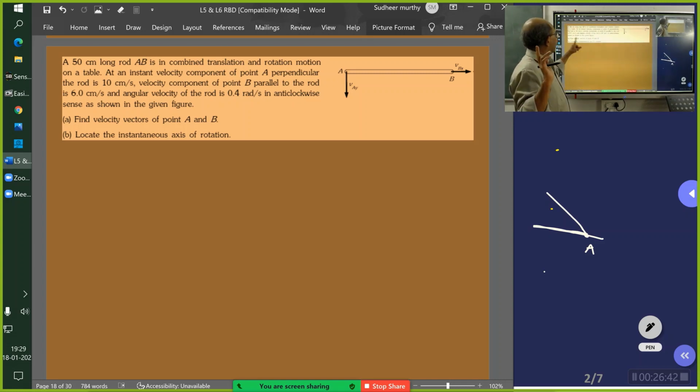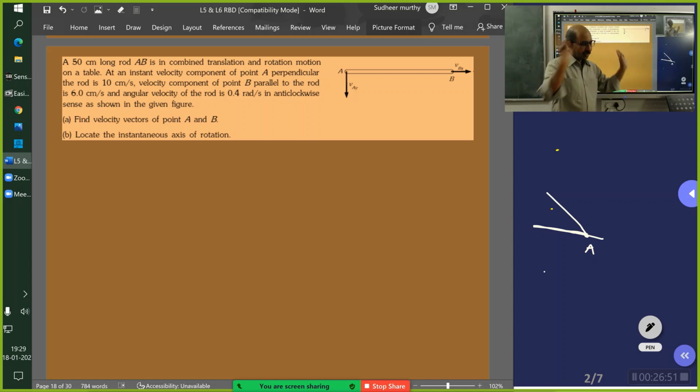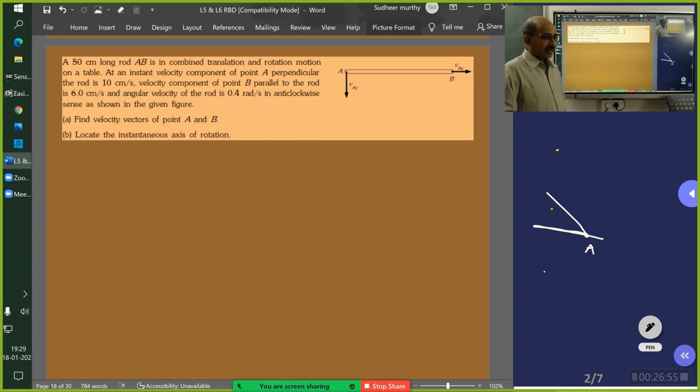And the angular velocity is given. Find the absolute velocity vectors at A and B at the instant. Then you should not look at the board. Just comprehend like this. You are concentrating on the numerical values, and that is not the way to handle the problem. The numerical values you just have to plug in. You get the strategy right.